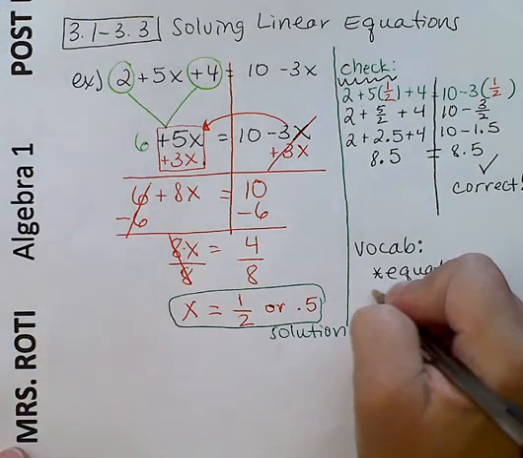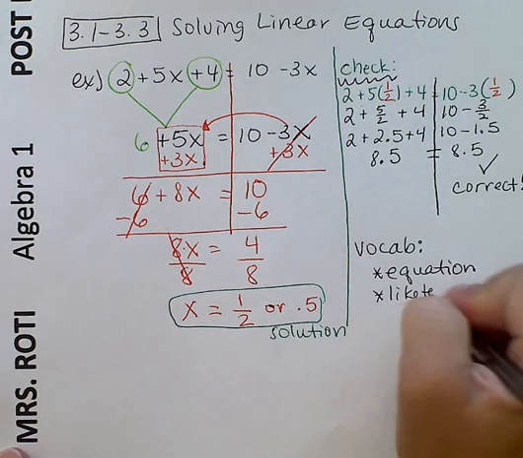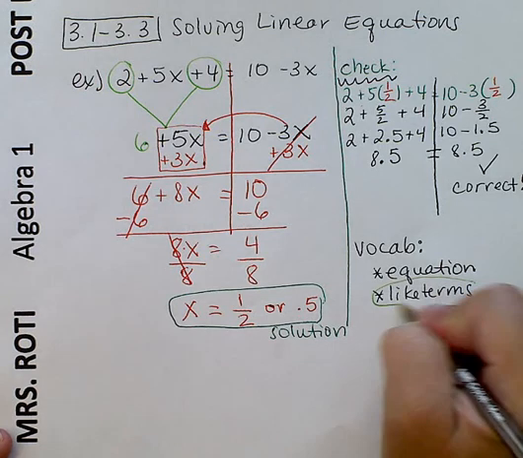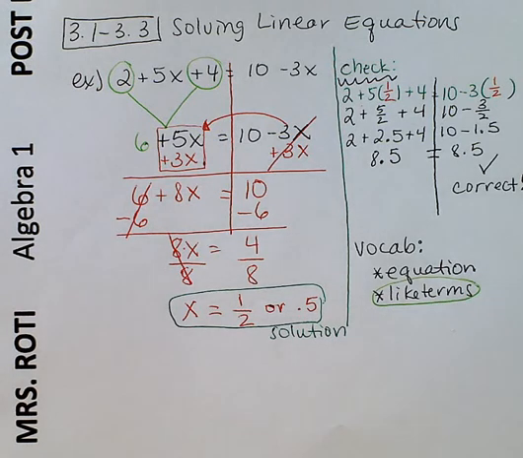Don't forget about your like terms. Remember, in the very beginning of the problem, we circled the 2 and the 4 because they are like terms. Like terms can either be constants, which are just numbers, or they can be terms that contain the same variable with the exact same power. In this section, we'll usually be just using the variable x and not a second or third or fourth power like you'll see in the future.